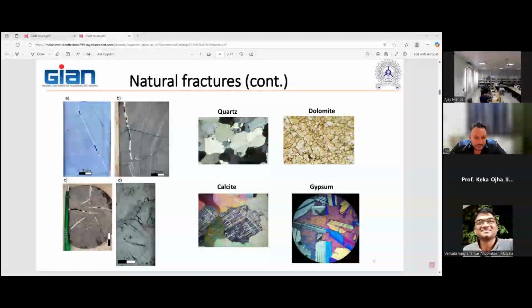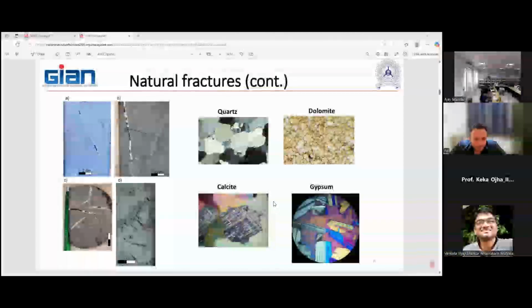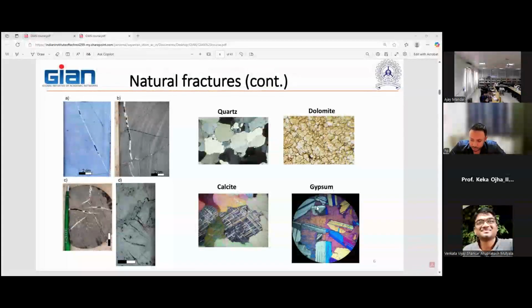And finally, about gypsum, one thing. Sorry, I mentioned the gypsum formula wrong. It's CaSO4·2H2O. That is gypsum, CaSO4·2H2O. And the dolomite formula that you see here is CaMg(CO3)2. That is the dolomite.